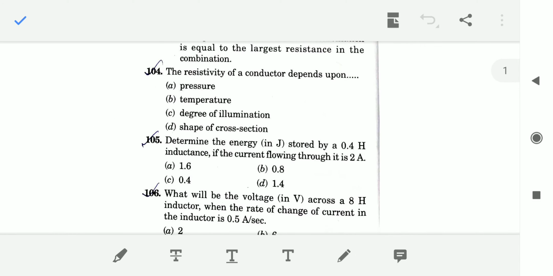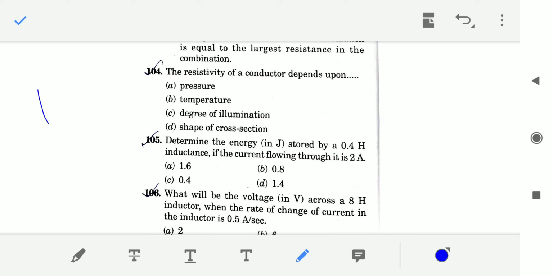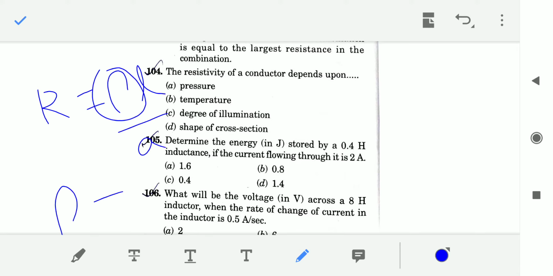Question number 104: the resistivity of a conductor depends upon what? We know resistance is equal to rho L by A, so resistivity rho is equal to RA by L. But R, A and L are not given in the options. Resistance depends upon the temperature, and resistivity also depends upon the temperature, because we have positive temperature coefficient of resistance as well as negative temperature coefficient of resistance. These do not depend upon pressure, illumination or the shape of the cross section. So temperature is the right answer.